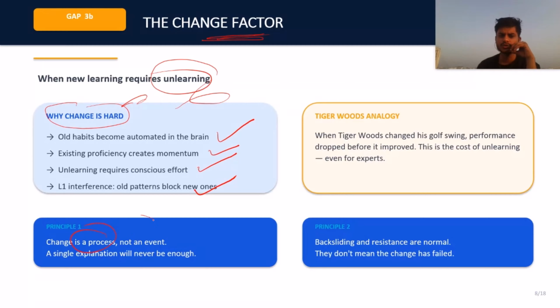Change is a process, not an event. It takes time. A single explanation will never be enough. If you are teaching something, like we want to improve the performance of a learner, and that gap is a motivation gap, like a habit kind of thing, that will take time. Only one session won't change that. If you don't know how to communicate in the Hindi language, you are a foreigner, just providing you a lecture won't make any sense.